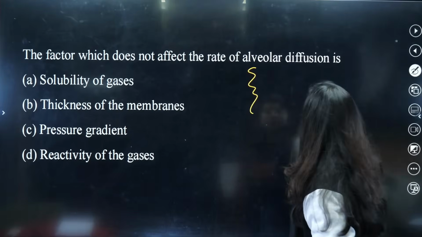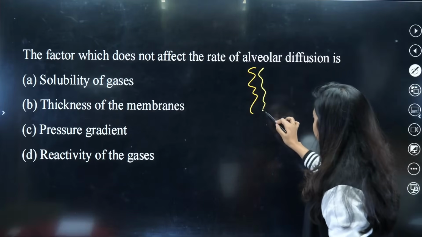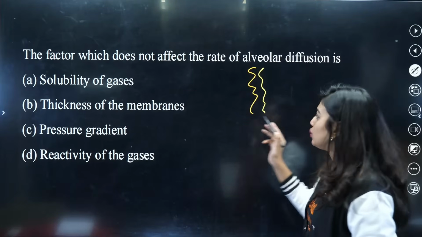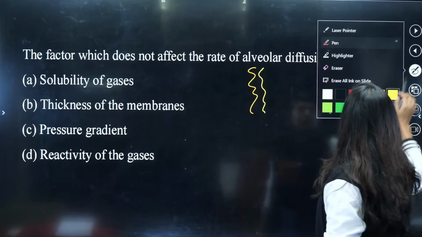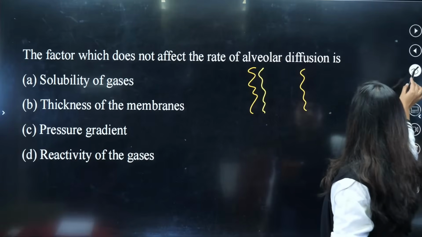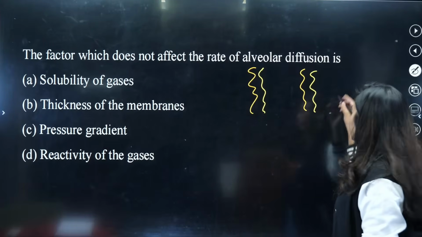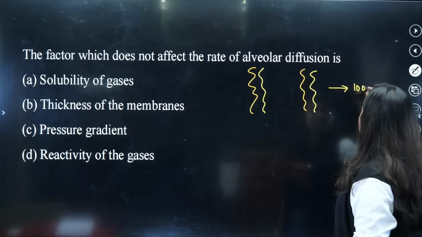This is the parent. This is the daughter. Like this you have to keep doing, then only you will understand. Every 20 minutes you have to do this. That means, see, in the first replication you will get like this. That means 2 hybrid. Complete hybrid means 100% hybrid.